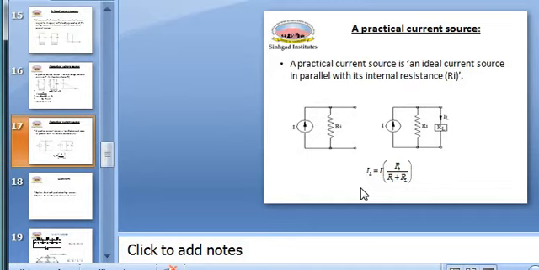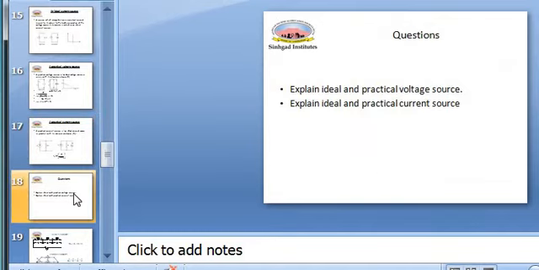In this, as the resistance changes, the output current IL will change. Internal resistance is constant, input current is constant. We are changing RL. We are changing the voltage across this output terminal. As the voltage across the output terminal changes, the current is also changing. Such a current source is called a practical current source.